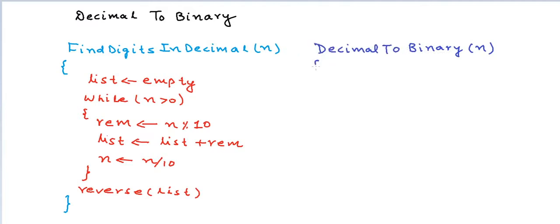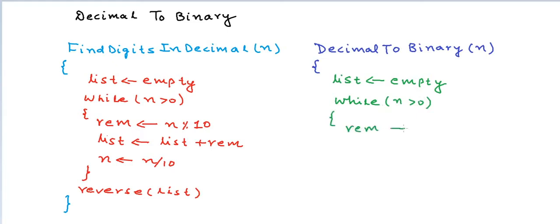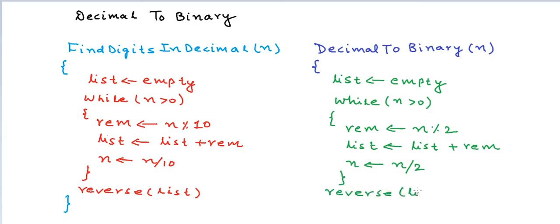So we will again start with an empty list and try to fill this up with the digits in the binary form. And this time we'll say that while n is greater than 0, calculate the remainder by performing a modulo by 2, and then add this to the list. And this time we reduce n to n by 2, and if n is an integer, this gives us the quotient. Finally, we again reverse the list because we need digits from left to right.